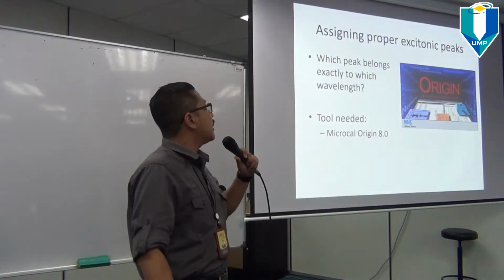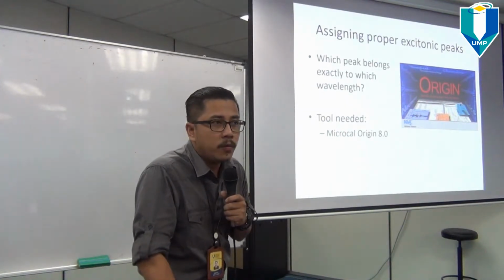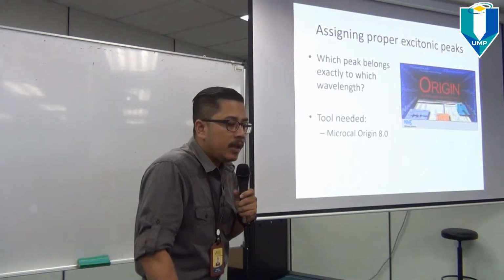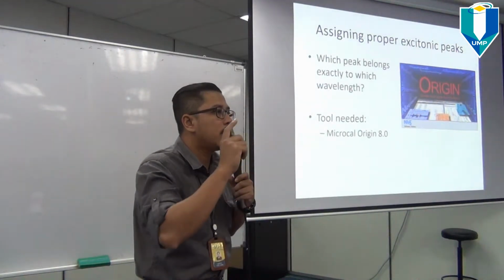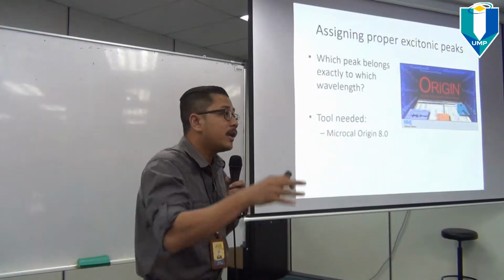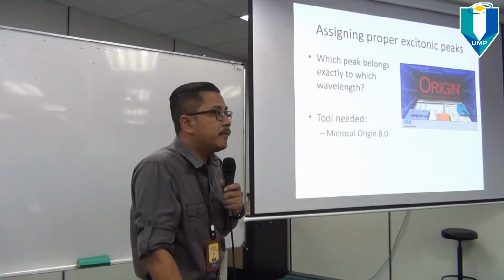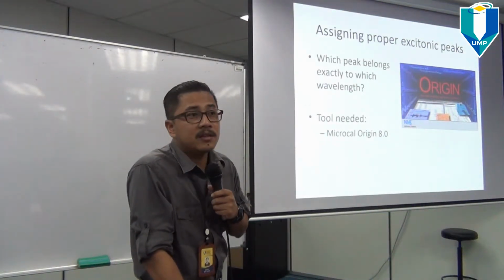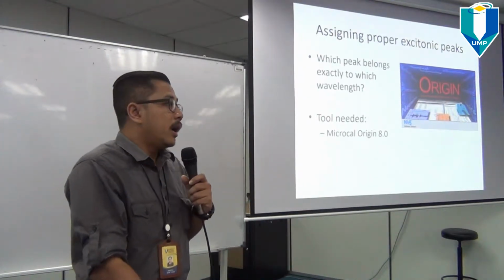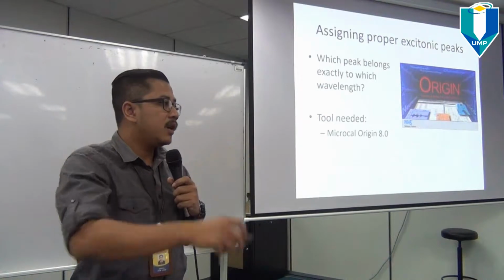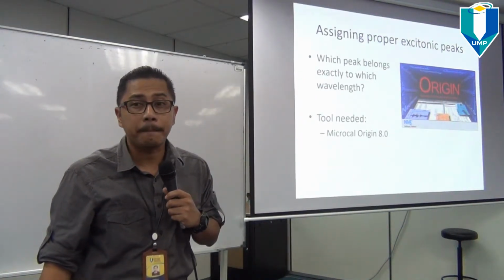So, how do we assign proper excitonic peaks in our graphs? Which peak belongs exactly to which wavelength? So, the tool that we need is Microcal Origin, the version that is compatible with your laptop or your PC. The one that I gave to you is only compatible up to Windows 8, unfortunately. If you brought your own laptop, if it is running Windows 8 or lower, then that software could be used. Unlike our new PCs over here, they have been installed with Windows 10. Unfortunately, we cannot use them.